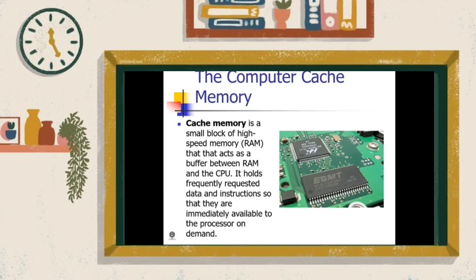Most CPUs have an internal cache memory built into the processor that is referred to as level 1 or primary cache memory. And this can be supplemented by external cache memory fitted on the motherboard, that is the level 2 or secondary cache.